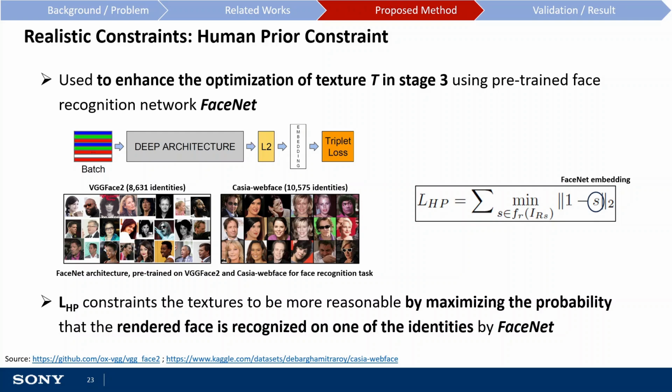Defining the FaceNet as FR, the human prior constraint can then be written as the following equation, where S is the embedding extracted from FaceNet. IRs are rendered under multiple light conditions. LHP constrains the textures to be more reasonable and human-like.